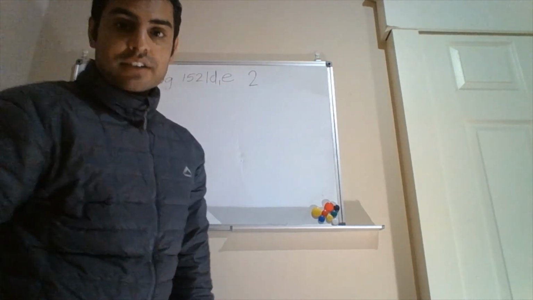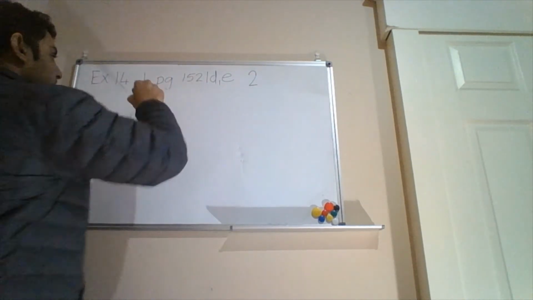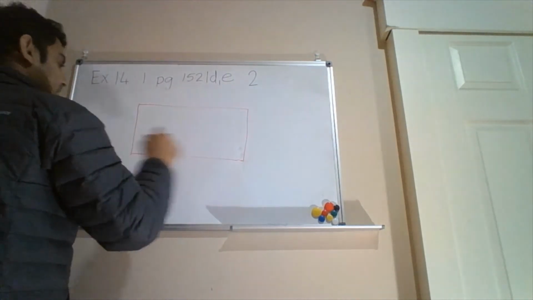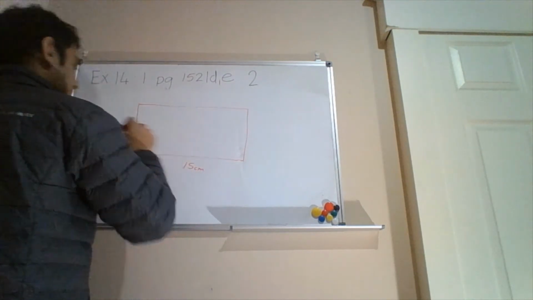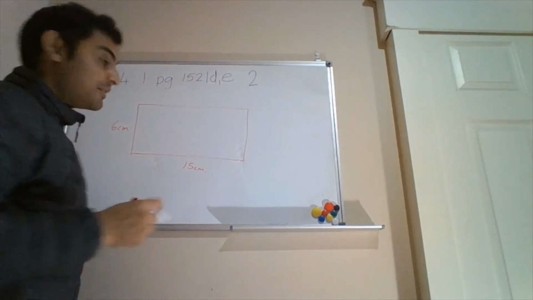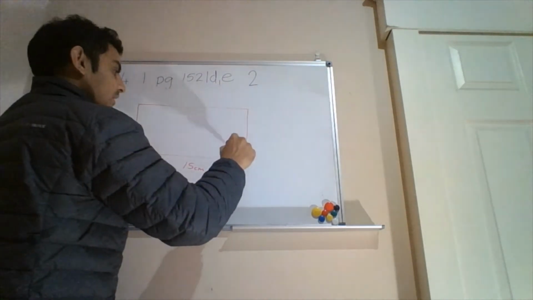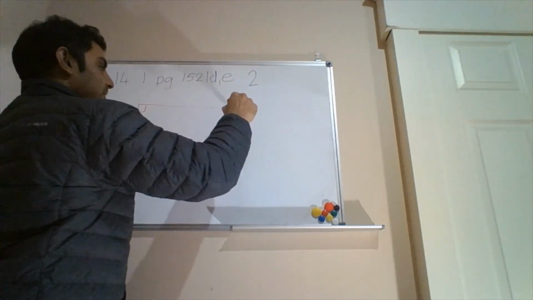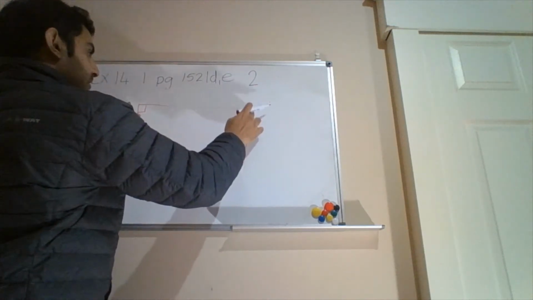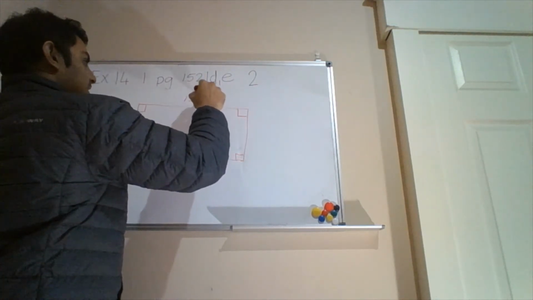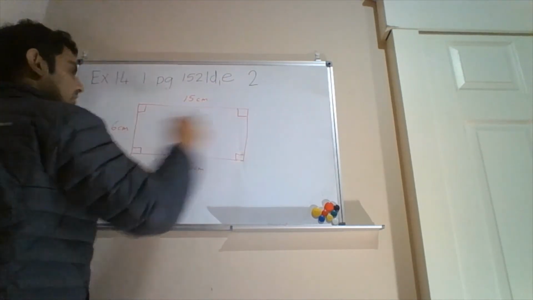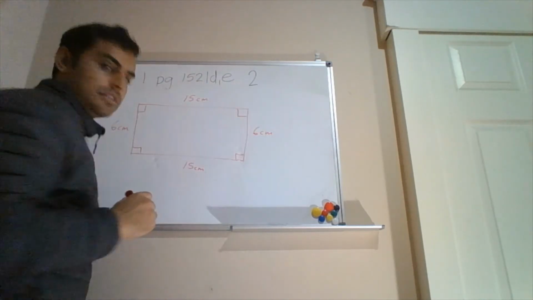Next, I want to do an example on a rectangle. I'm just going to draw it like this. I'll make this side 15 centimeters and this side 6 centimeters. Okay, don't forget for a rectangle, the corners are all at 90 degrees. Also, because it's a rectangle, this side will be equal to this side. So we can fill in 15 centimeters there, and this side is the same, so it will be 6 centimeters.